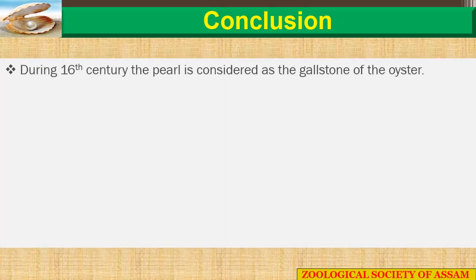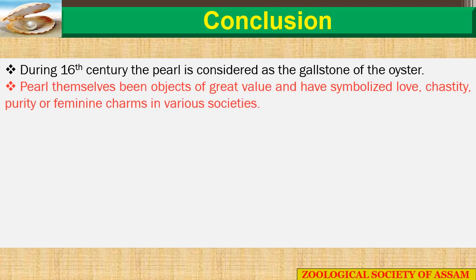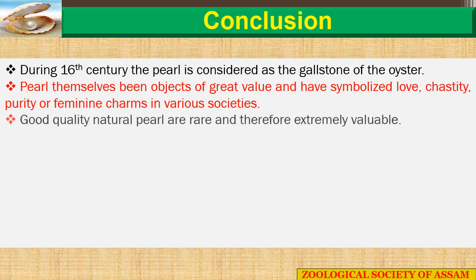Let us conclude the discussion. In the conclusion, we can say that during the 16th century the pearl was considered the gallstone of the oyster. Pearls themselves have been objects of great value and have symbolized love, chastity, purity or feminine charms in various societies. Good quality natural pearls are rare and therefore extremely valuable.